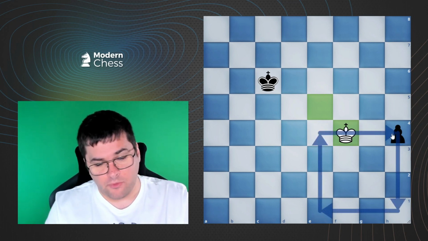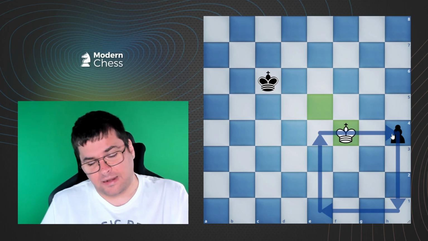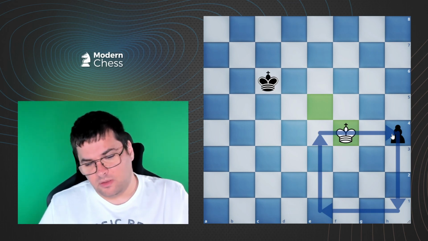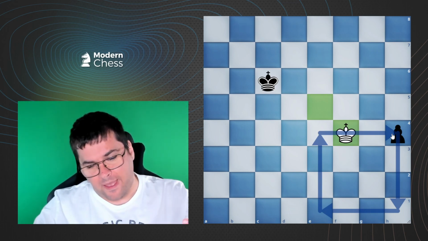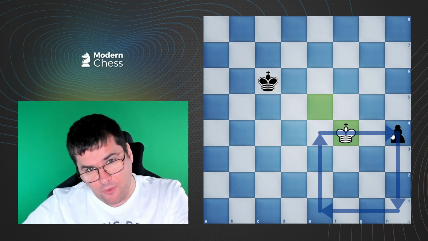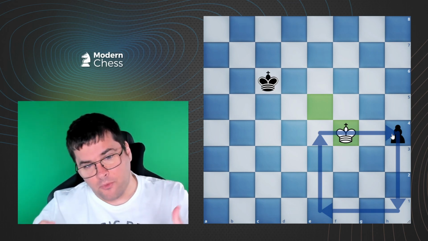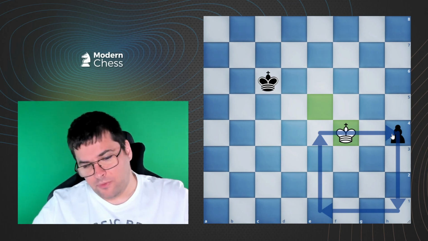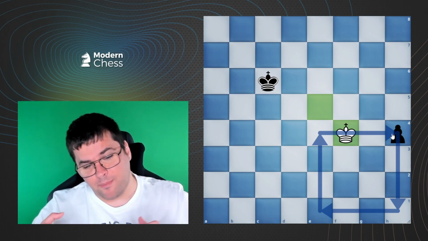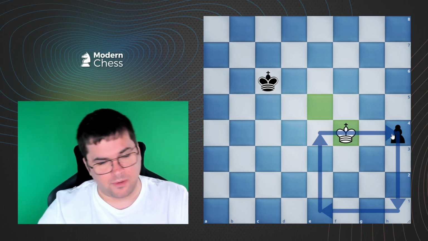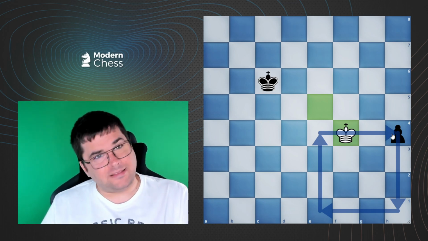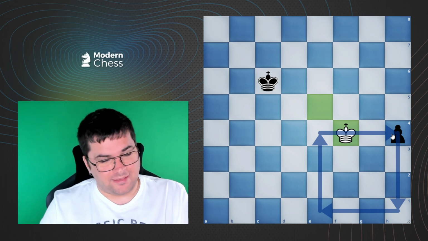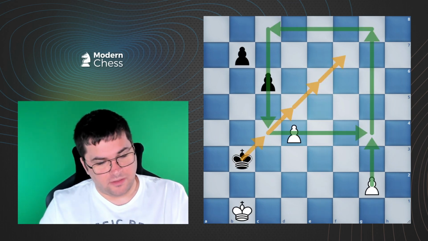Actually, this is the original idea of Richard Reti. He tries to enter the square of the opponent's passed pawn by winning a crucial tempo. And how do we win the tempo? By trying to support our passed pawn. Okay, let's take a look at one last example featuring this topic.